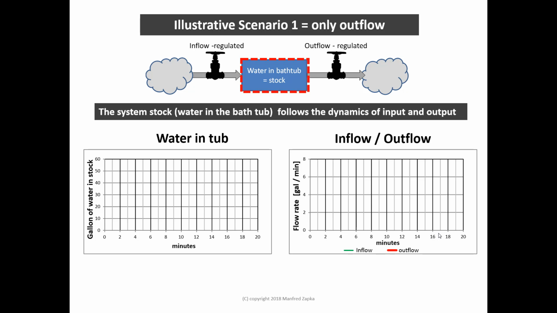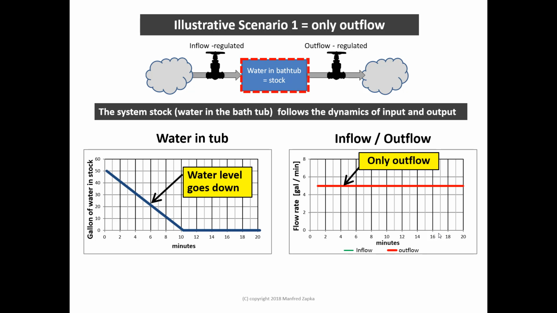So this one, actually, the illustrative scenario number 1, says we only have outflow. So right now you see on the right side is the outflow. And we know that the system, or we can identify that the system stock, or the water in the bathtub, follows the dynamics of input and output. So here we actually have outflow. All right, so this is only outflow. We don't have any inflow, and we see that the water in the tub at the beginning it was high. Then since we only have an outflow, water level goes down.